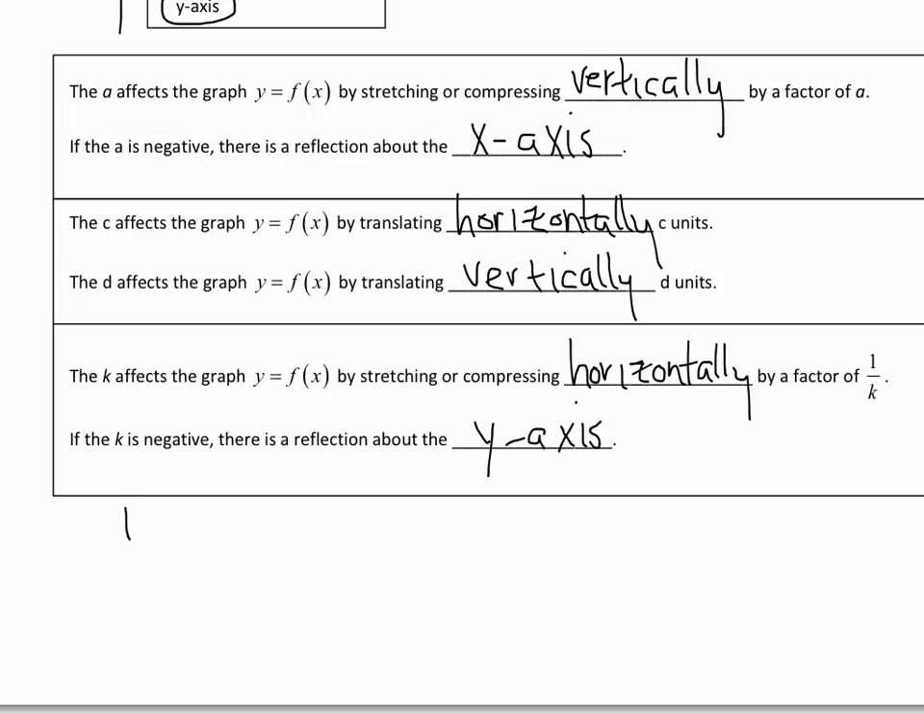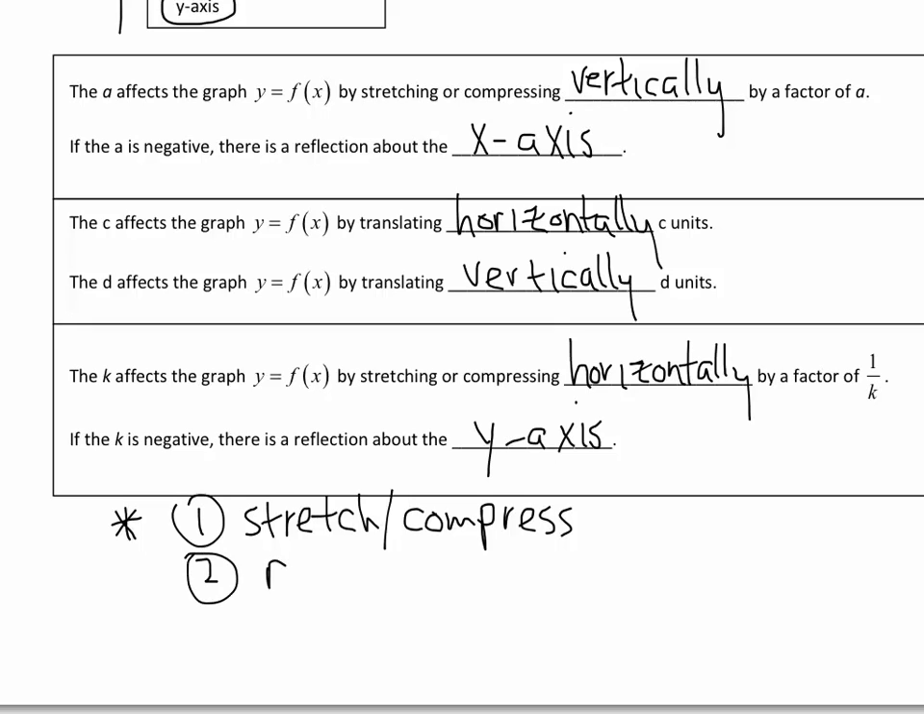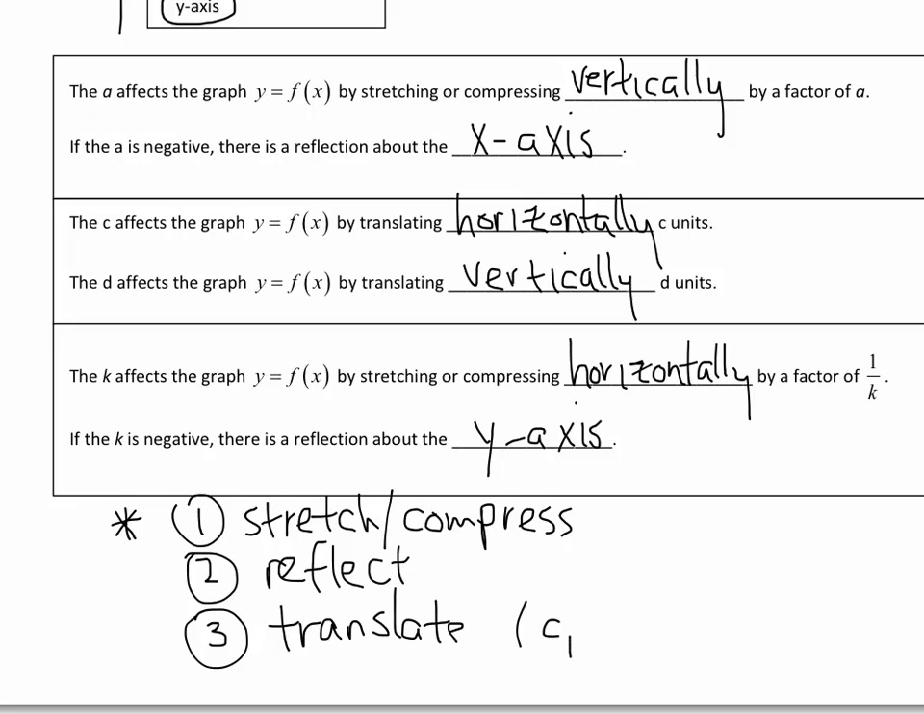Remember, there is an order to transformations. First, you are going to stretch and compress. That would be your k or your a values. Next, you are going to reflect. That is if a or k is negative. And finally, you're going to translate. So moving horizontally or vertically. Okay, so these are going to be your c or d values. You're going to do your a and your k values first.